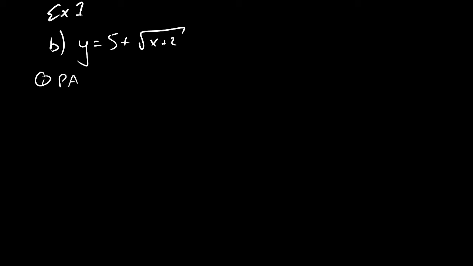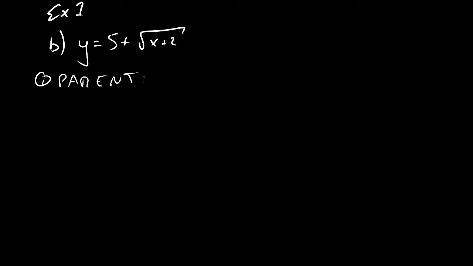So example 1B. What does B say? Pretend that there's a y there. Y is equal to 5 plus the square root of x plus 2. So step 1, parent graph.